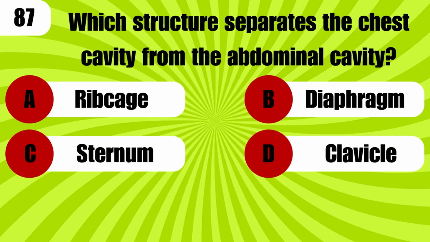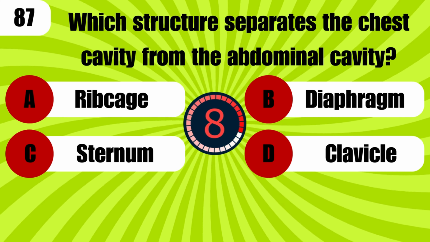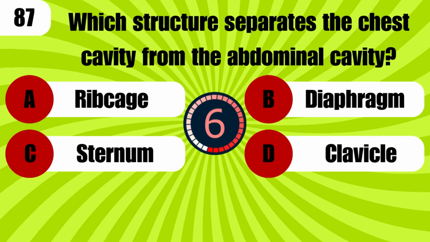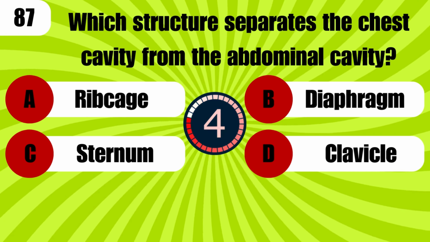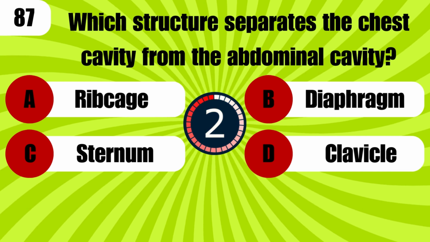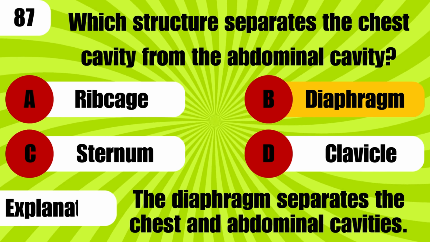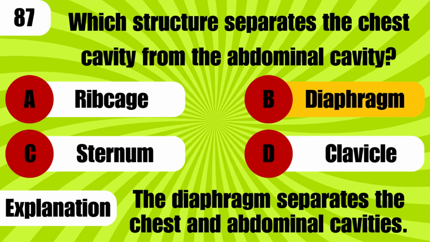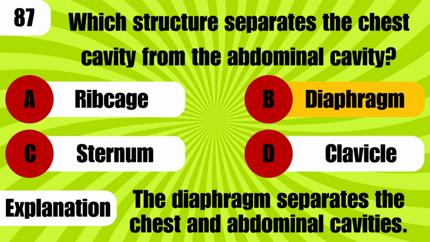Which structure separates the chest cavity from the abdominal cavity? Option A, rib cage. Option B, diaphragm. Option C, sternum. Option D, clavicle. The right answer is diaphragm. The diaphragm separates the chest and abdominal cavities.